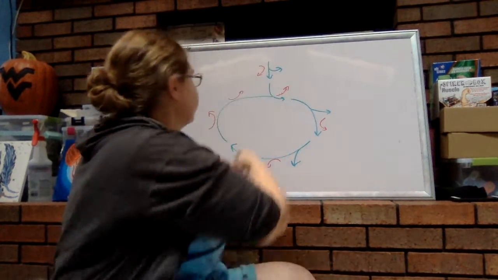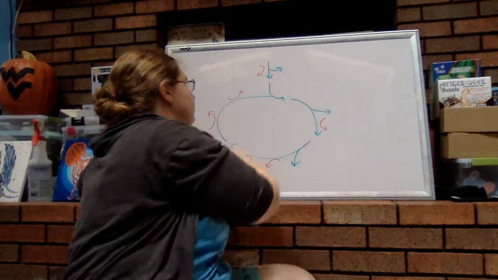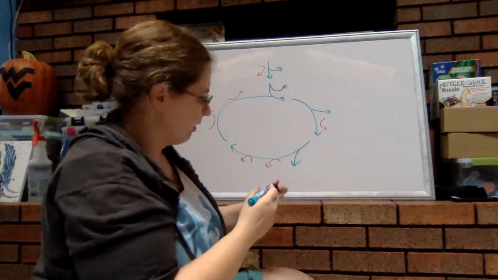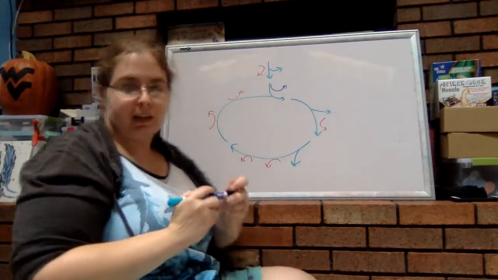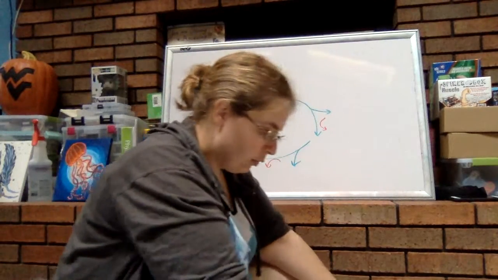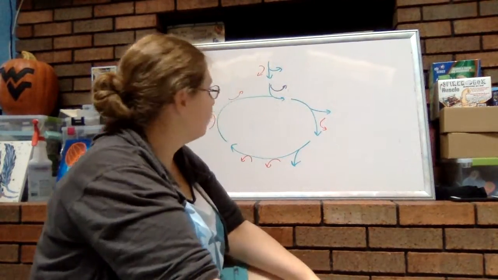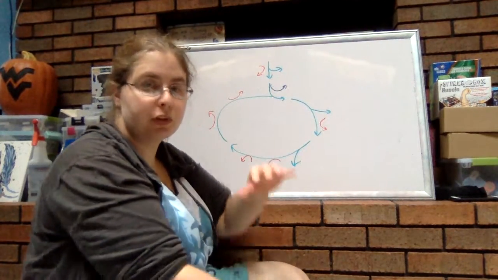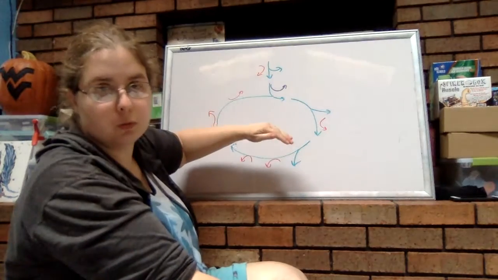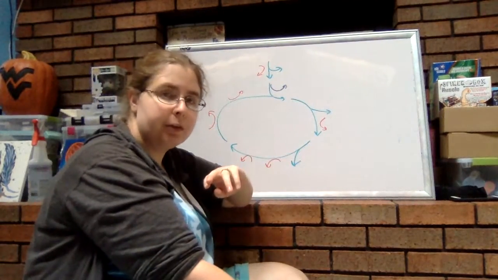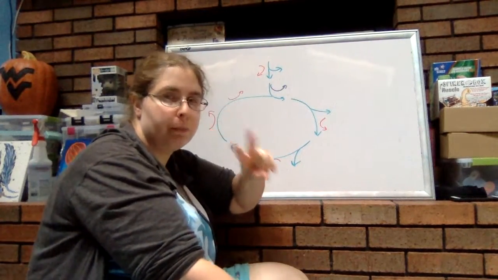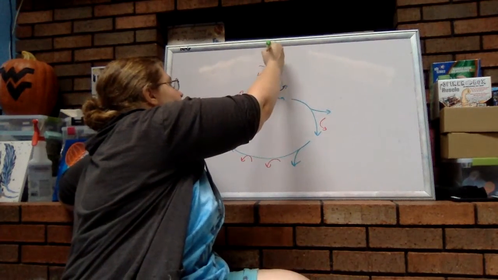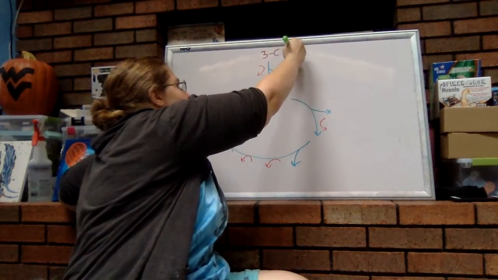Actually, I should probably do that one more in the blue. All right, so this is the Krebs cycle. Now remember, we're starting off with pyruvate, which is a 3-carbon molecule. Now we're just going to follow the first one through, okay? But remember, after glycolysis, we had 2 pyruvate. We're just going to look at one for now. So, a 3-carbon molecule.